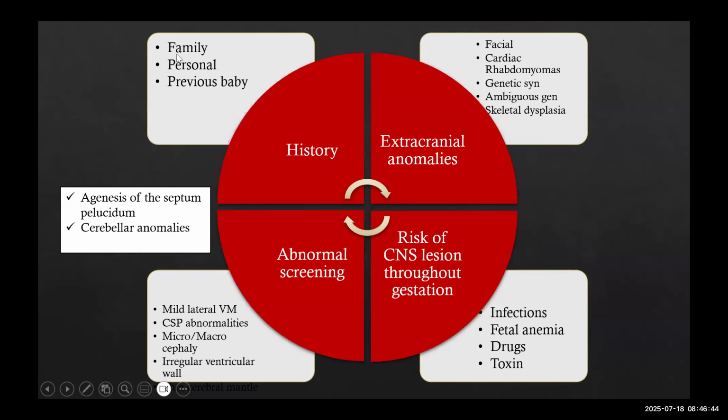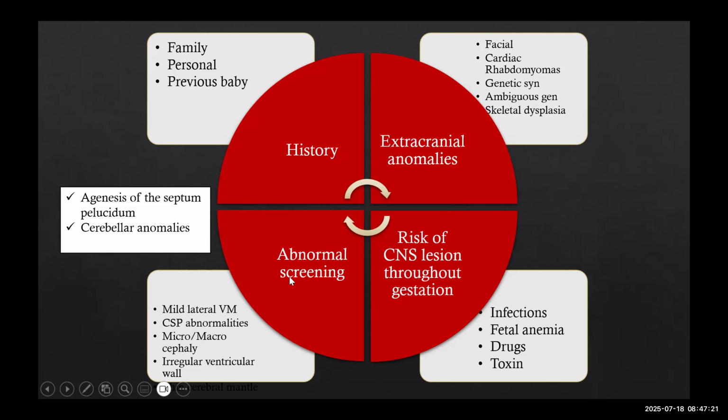History-wise, if there is a family history of any neuronal disorder, global developmental delay, or neurological problem, a personal history of the mother or father with a similar problem, or if a previous baby is affected by any neurological disorder. Coming to extracranial anomalies, whenever we find an anomaly of the face, cardiac rhabdomyomas, genetic syndromes, ambiguous genitalia, or any skeletal dysplasia, it is good to look at the brain anatomy.